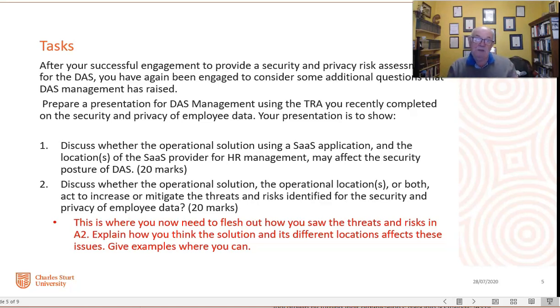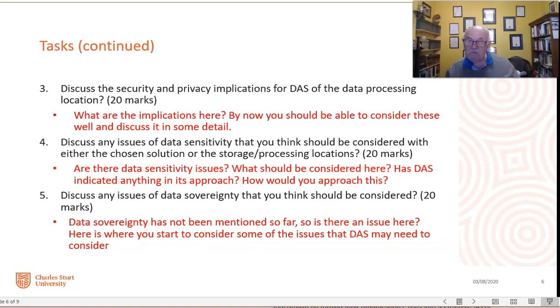So what you're doing now is taking the work you've done in assignment 2 and looking at it, and possibly doing a little bit more research around it, in order to provide management with some information about the issues that you see arising out of this particular operation.